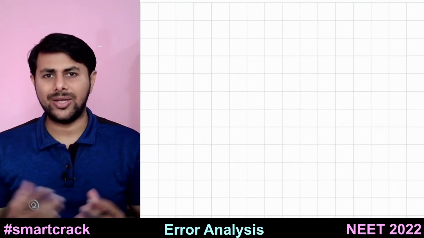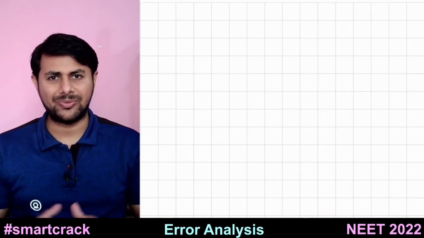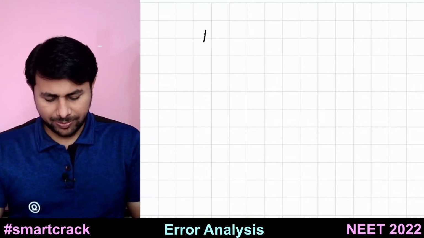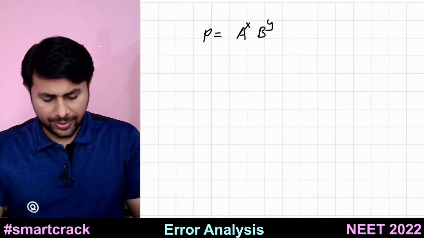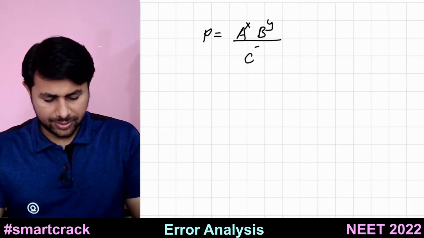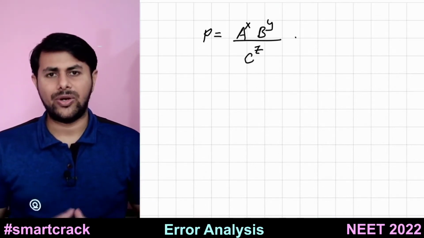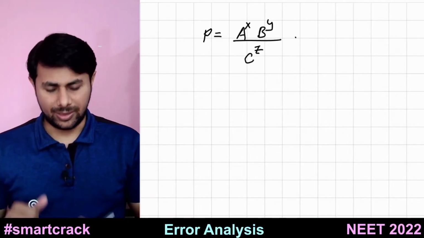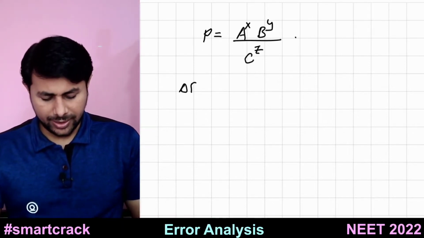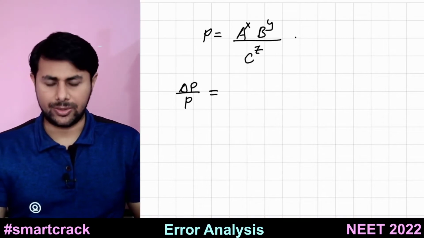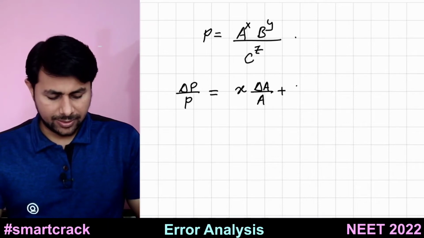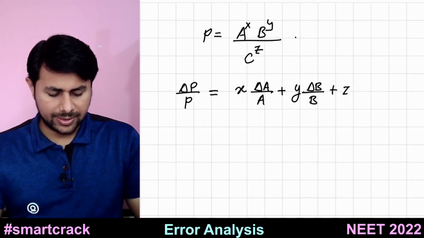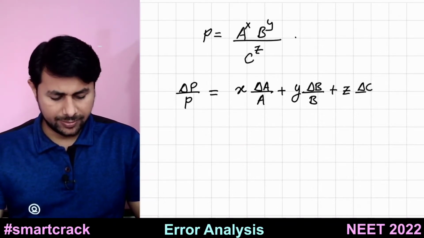And now we'll add up all the pieces of theory that we learned till now. Let's suppose P is equal to A raised to x, B raised to y, divided by C raised to z. What will be the relative error in P? It's very simple. The relative error in P is just equal to x times the relative error in A plus y times the relative error in B plus z times the relative error in C.